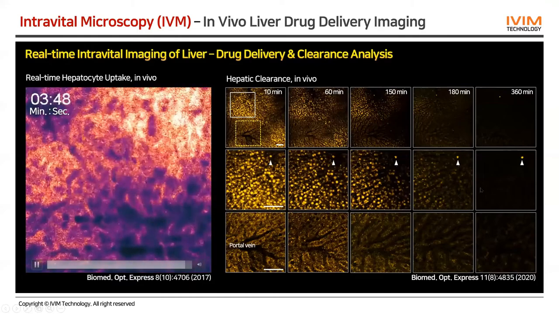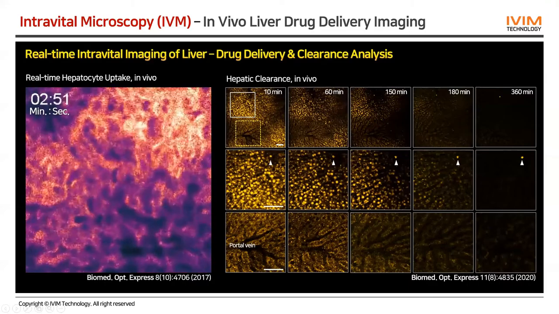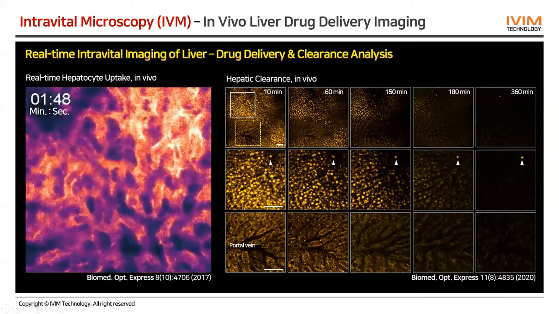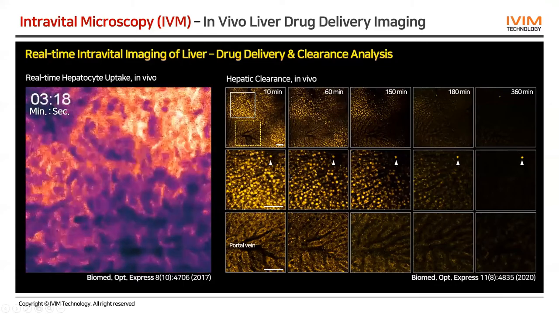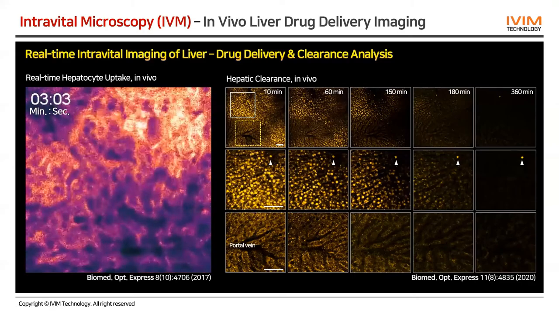And then on the right-hand side, you can see the clearance of this fluorescent tagged molecule over 6 hours. So you can see the slow decrease of this fluorescent tagged material from the liver.